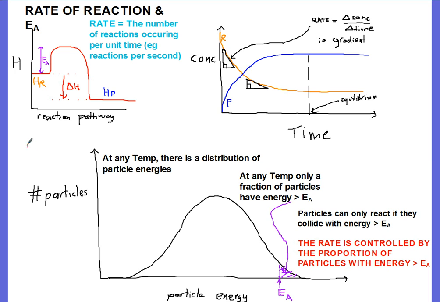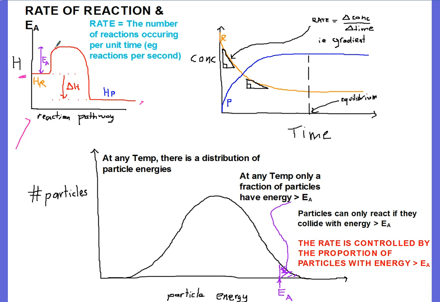If you recall our enthalpy diagrams, we have here the enthalpy of the reactants, enthalpy of products. This is an exothermic diagram because delta H is negative. The activation energy is that initial energy you need in order for the reactants to turn into products. So that's the activation energy, that little EA there.